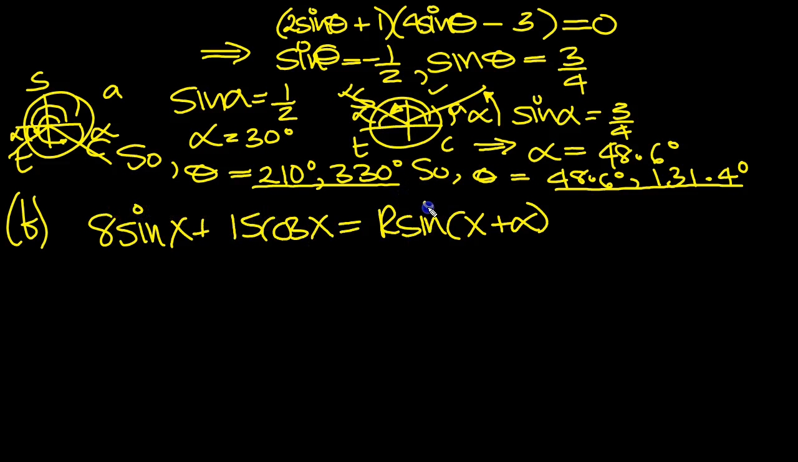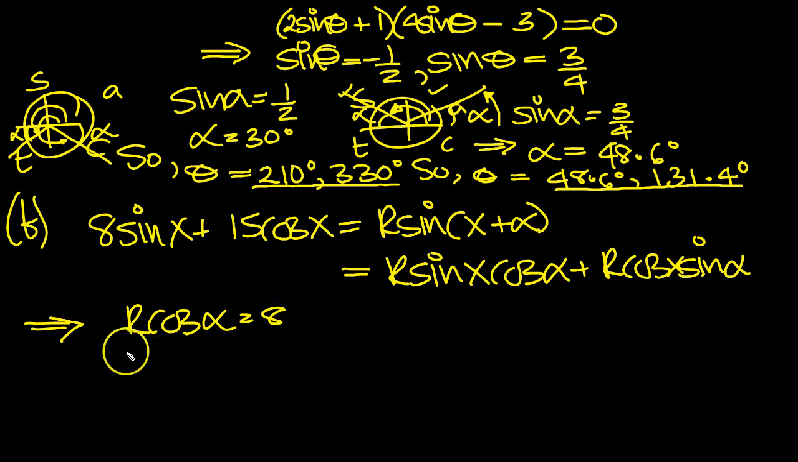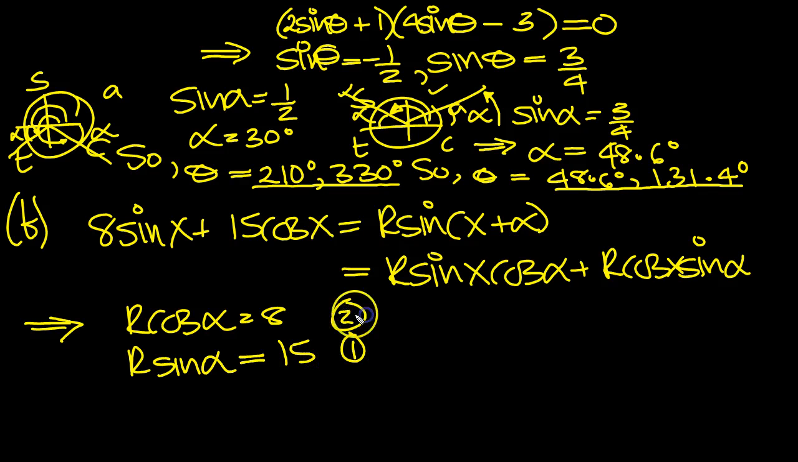Okay, so the r sine is r sine, let's expand this compound angle: r sine A cosine B plus r cos A sine B. So that tells us, equating sines and cosines, first of all, the sine x's: r cos alpha is 8. And the other one, r sine alpha, is the other coefficient, 15. Label this 1, label this 2.